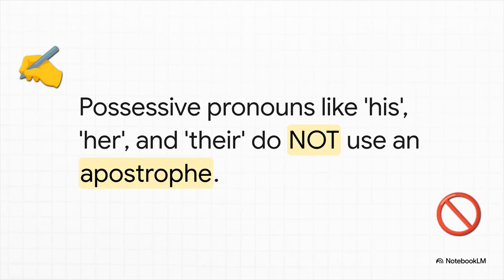Oh, and here's a super quick but crucial tip. This is a really common mistake. Possessive pronouns, words like his, her, its, and their, they never, ever get an apostrophe. They're already doing the job of showing ownership on their own. Remembering that one little rule will make your writing so much more precise.